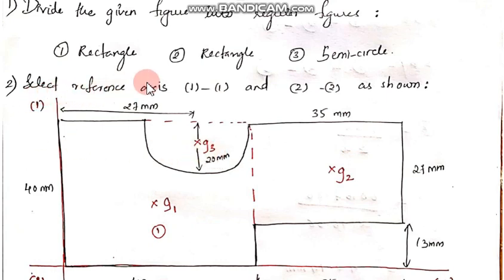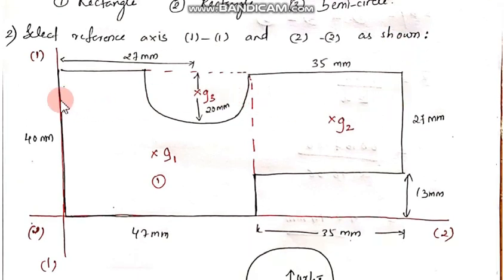Next step is to select the reference axis 1-1 and 2-2 as shown. But make sure while selecting the reference axis, sometimes the reference axis will be given in the figure. If it's not given, you need to select it such that the whole figure lies in the first quadrant, so that we get only positive values, and it should touch the leftmost and the bottommost corner of the figure. If the reference axis is given and you need to take negative values, then you will obviously have to take negative values.